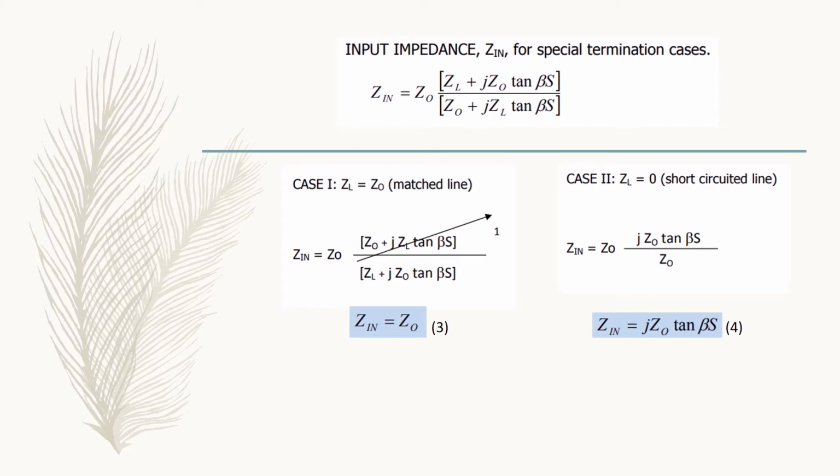Case 2, ZL is equal to 0, or short-circuited line. The formula is Zin is equal to ZO, J times ZO tangent beta S over ZO. Both ZOs of the numerator and denominator will be cancelled, and then the final formula is Zin is equal to J times ZO times tangent beta S.